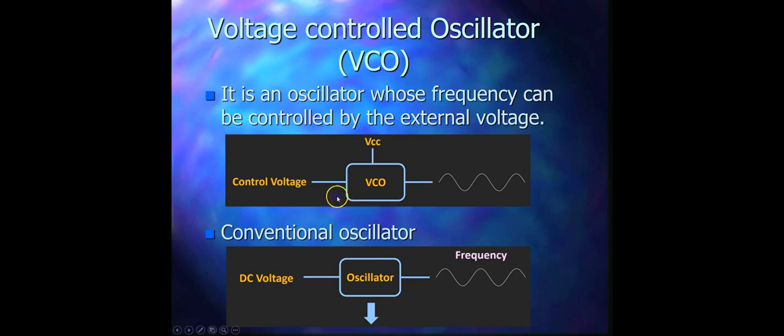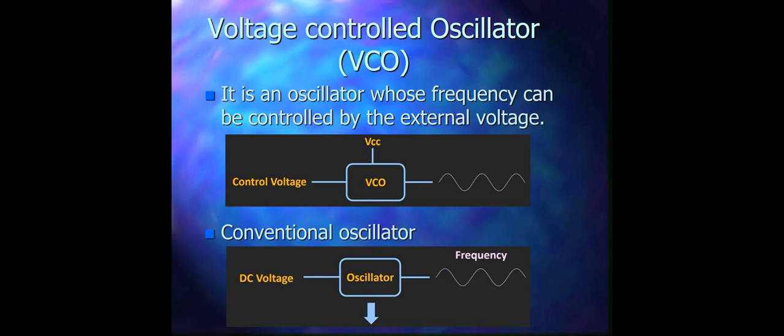As you can see here, the control voltage is given to the VCO, where VCO stands for voltage-controlled oscillator, and with the help of this control voltage, the output frequency can be changed. Now if we talk about the conventional oscillator, the frequency of the oscillator can be selected by passive components like resistors, capacitors, and inductors. And by changing the values of those passive components, it is possible to change the oscillation frequency.